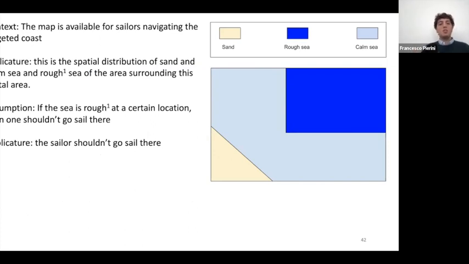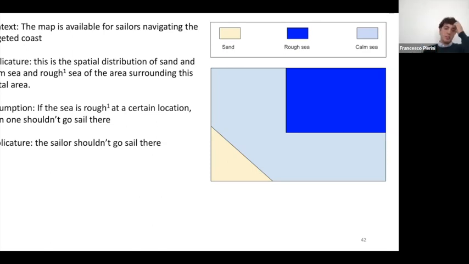Okay, so to give you a model of how maps generate implicature, consider another context. In this context, the map is available, say, for sailors to navigate the targeted coast. We have the explicature that says that this is the spatial distribution of sand and calm sea and rough sea in the area surrounding this coastal area.